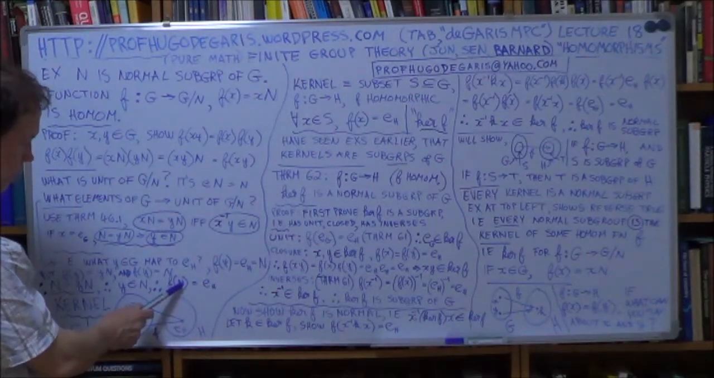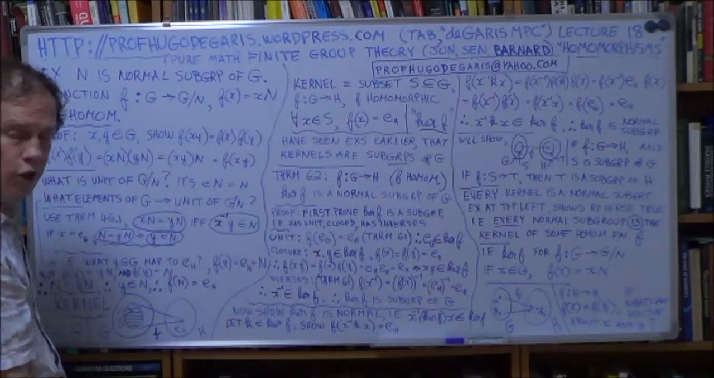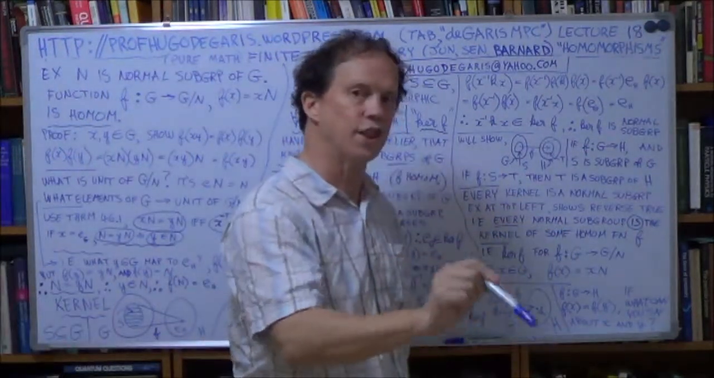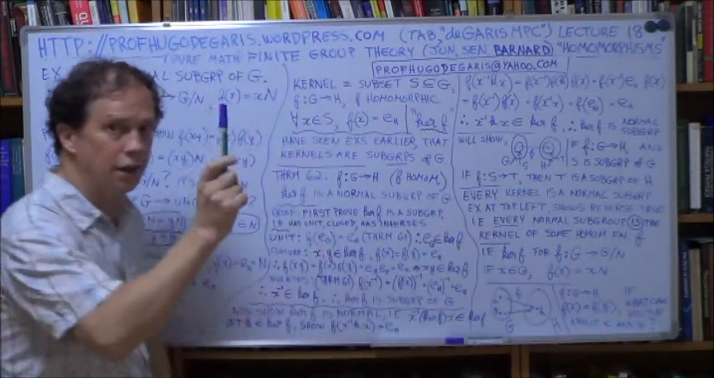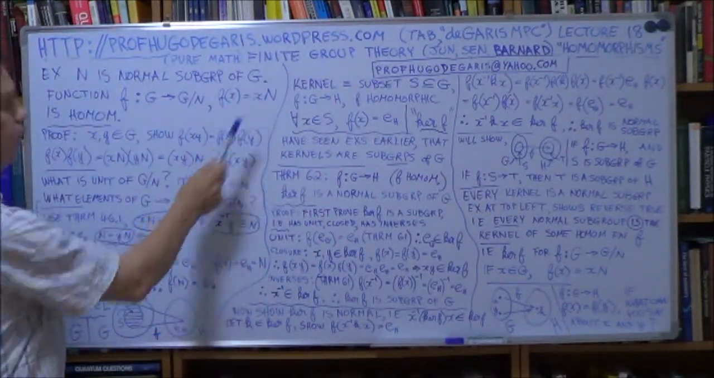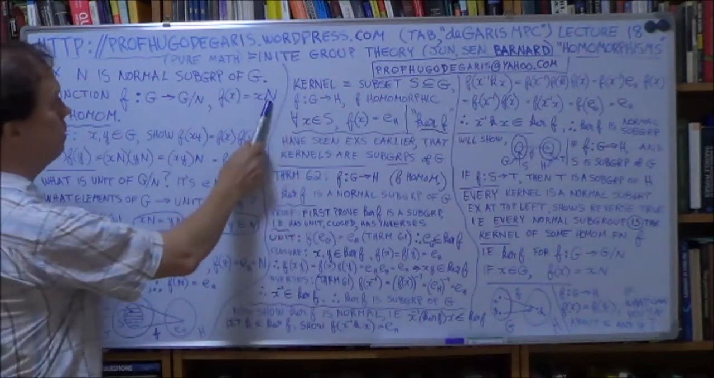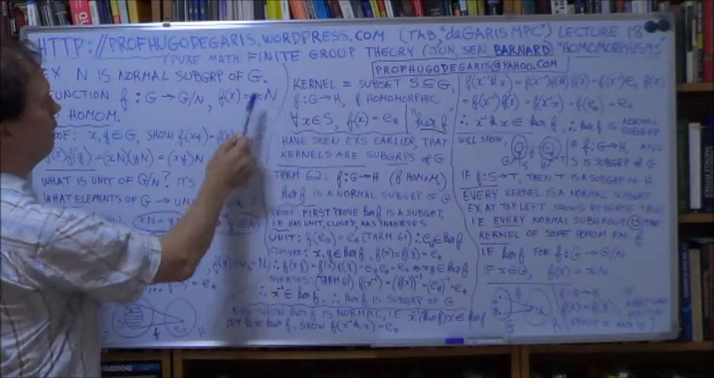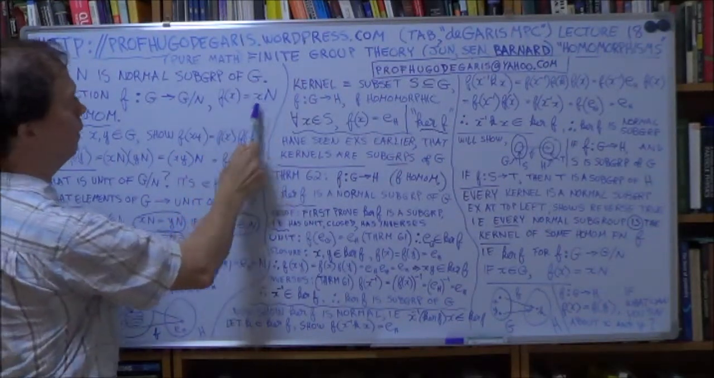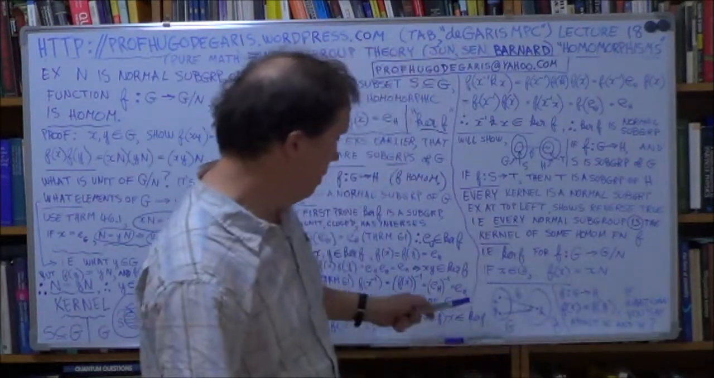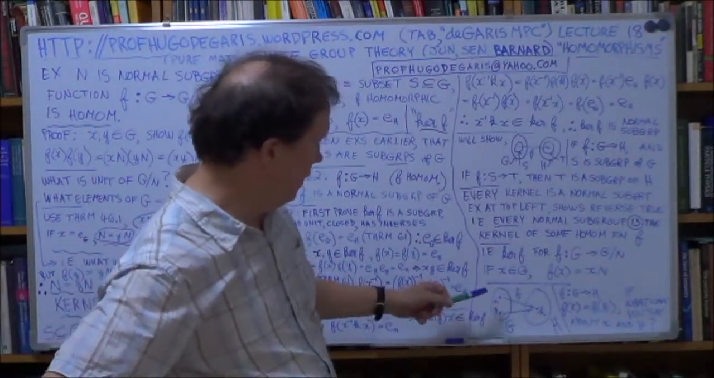So your normal subgroup then is the kernel. You can see it as a kernel for a particular homomorphic function, which is this one. You take your normal subgroup and you make a coset out of it by using this formula. That's the recipe. That's how you do it.